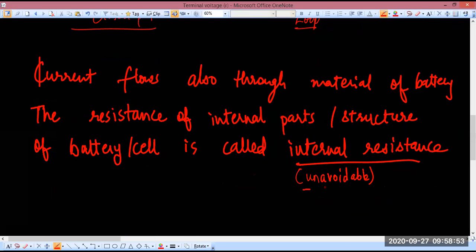It is unavoidable. You cannot make any cell or battery which has no internal resistance. All right, is this clear that this is unavoidable? Yes or no?